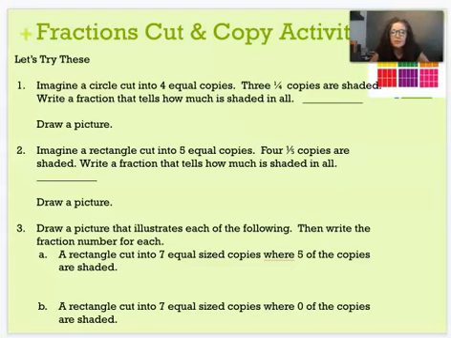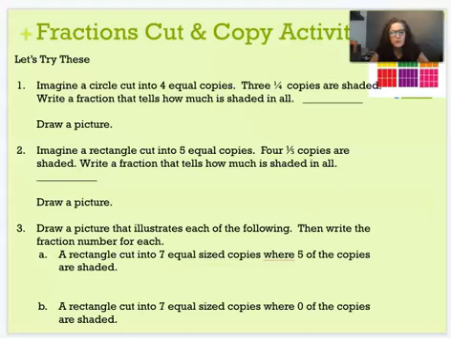The second one, instead of using a circle representation, it says imagine a rectangle cut into 5 equal copies. 4 1/5 copies are shaded. Write a fraction that tells how much is shaded in all, and draw a picture.